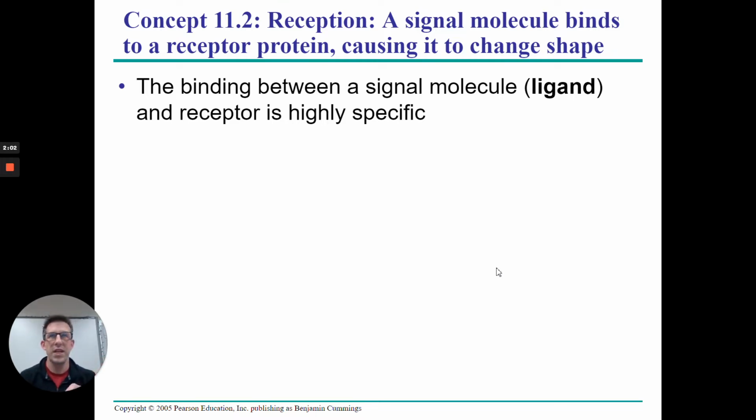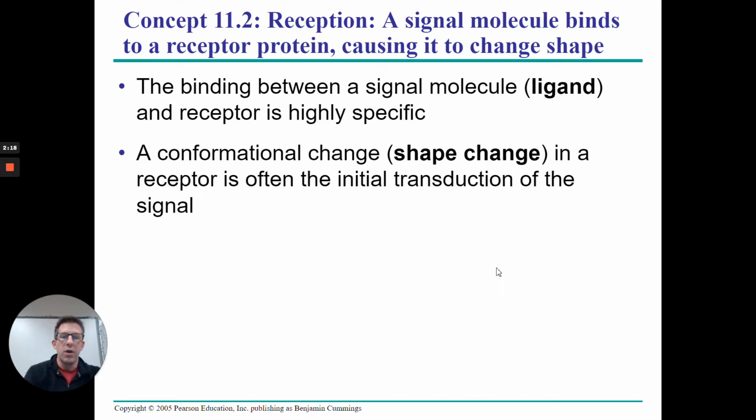In this fashion, we can make a signal or respond to a signal that is highly specific. I use this term specific a lot for a reason, because there is this specificity that is needed to get the correct message across. Okay? Now, once this signal molecule interacts with this protein-based receptor, there is generally a conformational change. Okay? This term conformation or conformational means shape change. There's a change in the shape of the receptor. And oftentimes we can consider this the initial transduction of the signal.